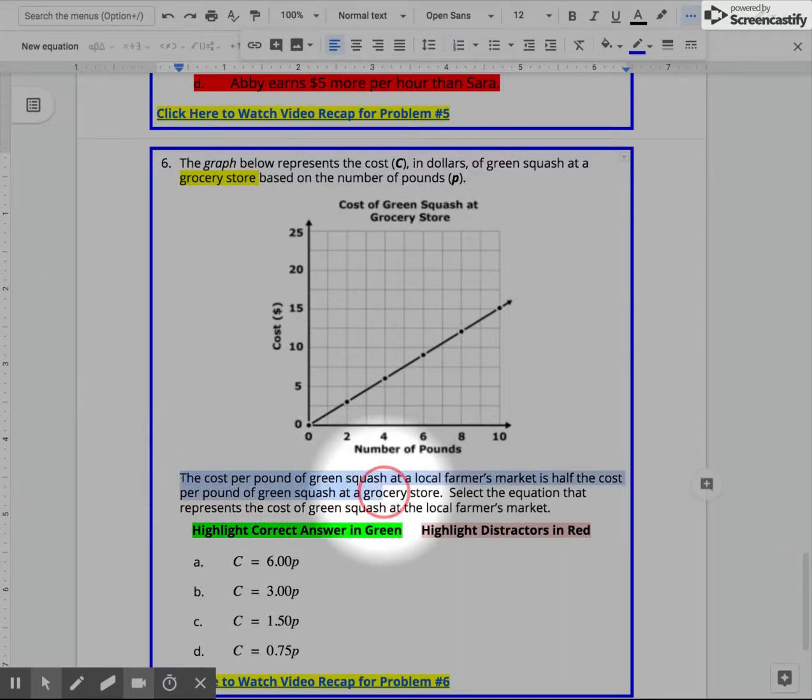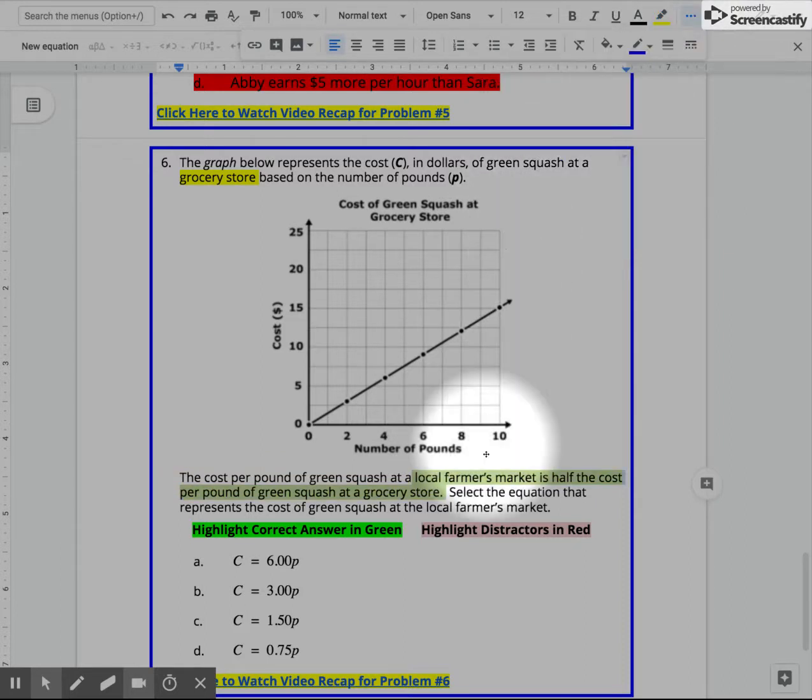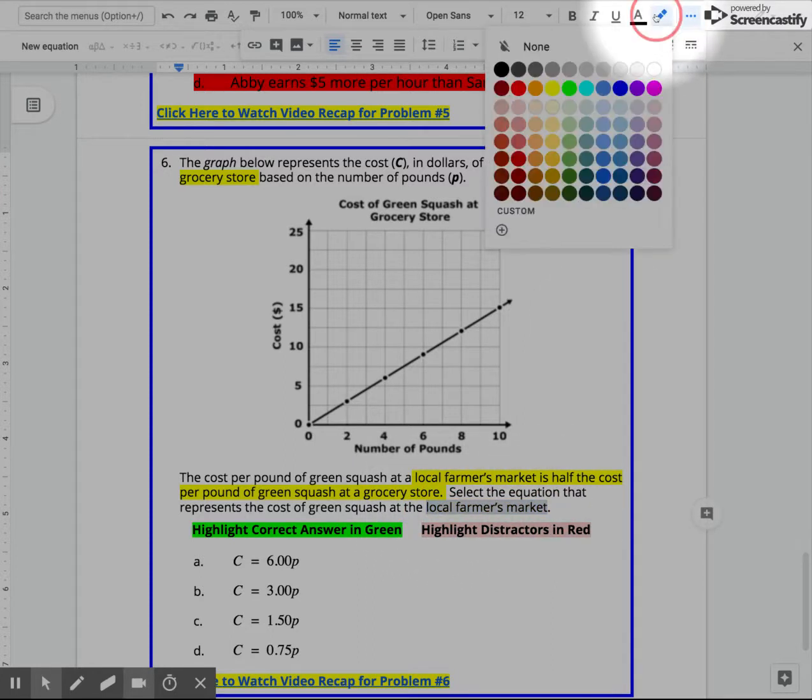Then we're also told that the cost per pound of green squash at a local farmer's market is half the cost per pound. So this is a huge important thing. The local farmer's market is half the cost per pound when compared with the grocery store. So I'm going to highlight that key piece of information too. They say select the equation that represents the cost of green squash at the local farmer's market.